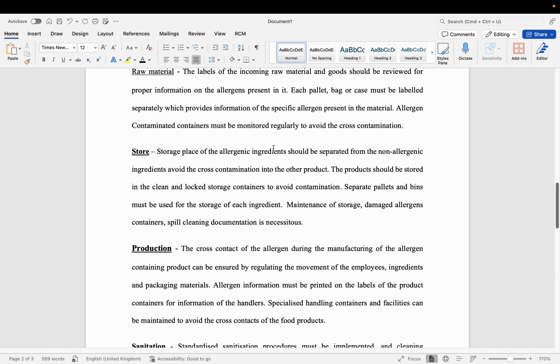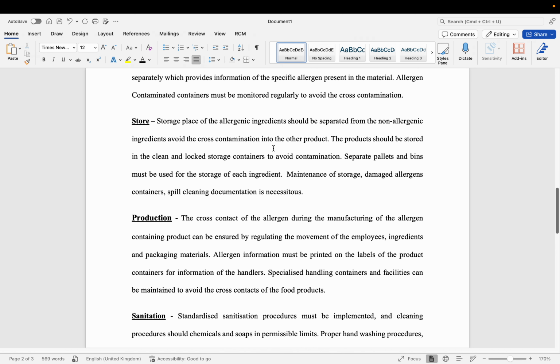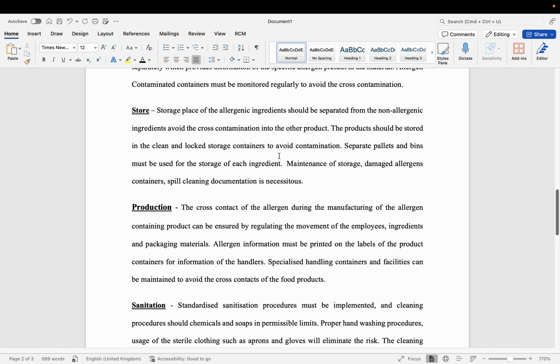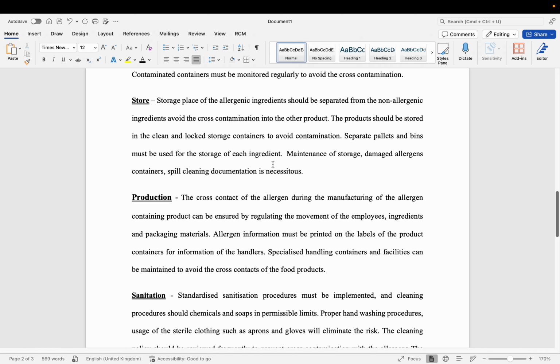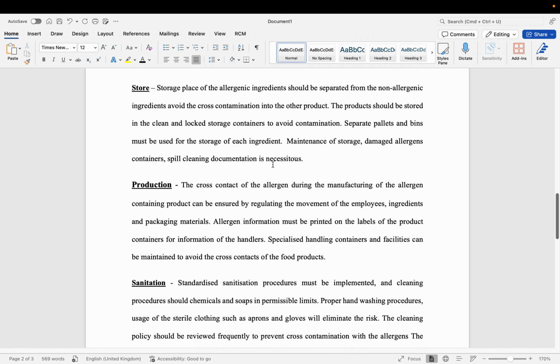So the raw materials are a key part. Coming to the storage, the storage place of the allergenic ingredients should be separated from the non-allergens. The product should be kept in clean and locked storage containers to avoid contamination. Separate pallets and bins must be used for the storage of each ingredient. Maintenance of storage, damaged allergen containers, and spillage all have to be documented.